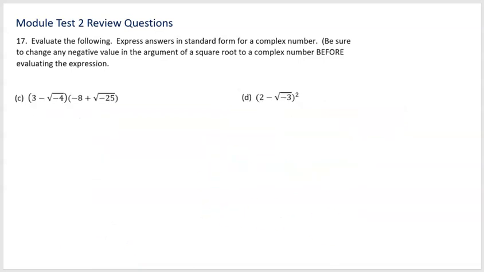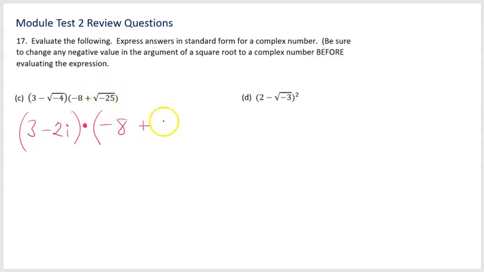Now remember how I said you cannot work with a negative under a square root, so I'm going to rewrite this problem. Again, this is 3 minus 2i. Remember, we simplified that in the last problem. The square root of the negative is the i part, the square root of 4 is 2. But notice there's nothing between these sets of parentheses. This is multiplication. So negative 8 plus the square root of negative 25.